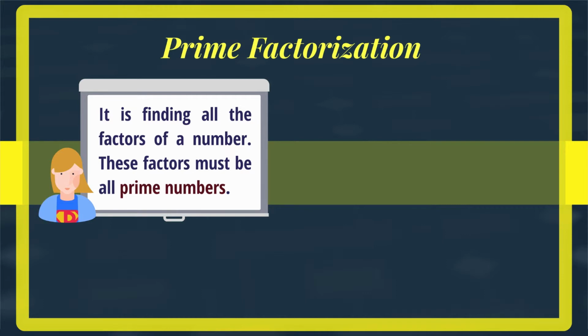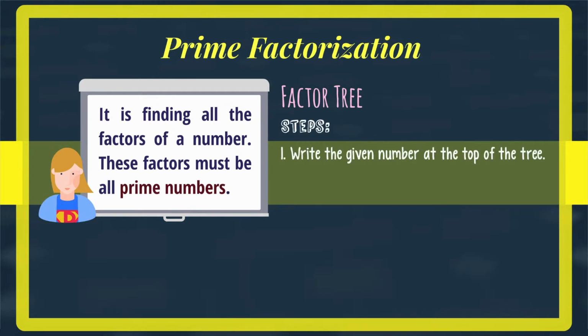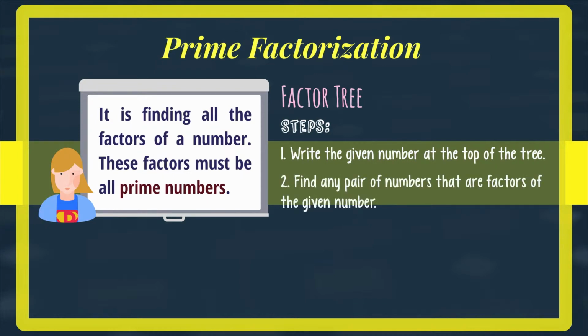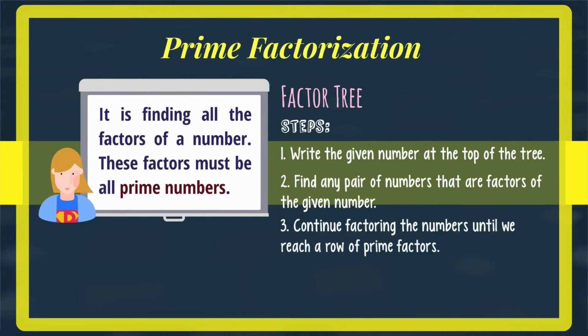There are several ways of getting the prime factors of a number. One way is by using a factor tree. We just need to follow 3 simple steps. First, write the given number at the top of the tree. Then find any pair of numbers that are factors of the given number. Continue factoring the numbers until we reach a row of prime factors. Don't stop factoring if there are still factorable numbers.